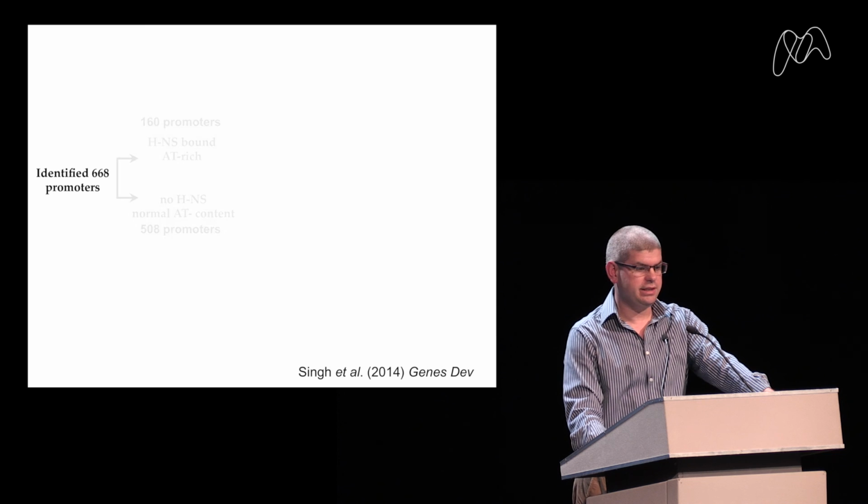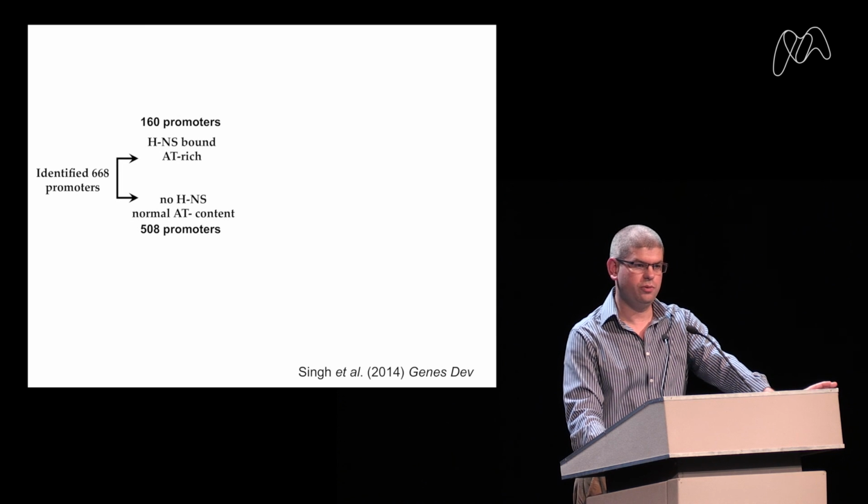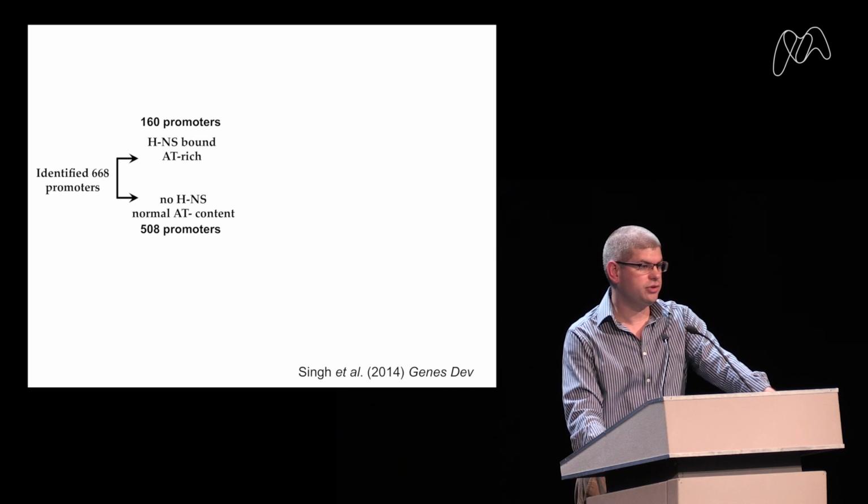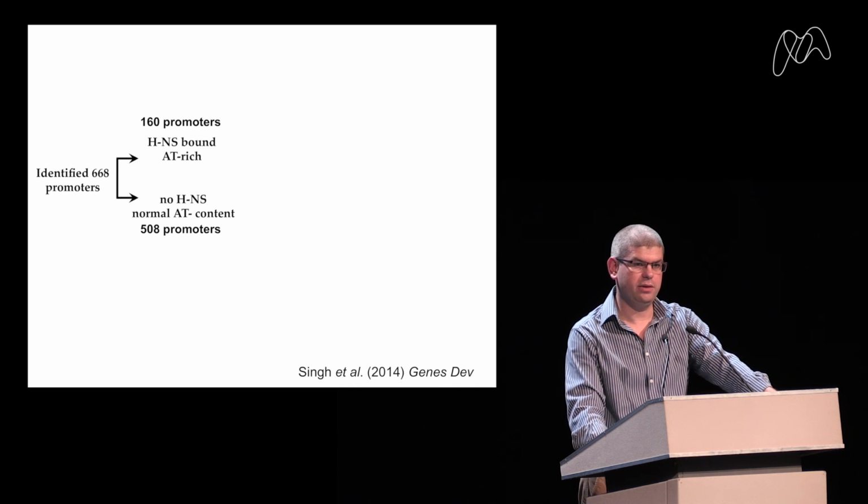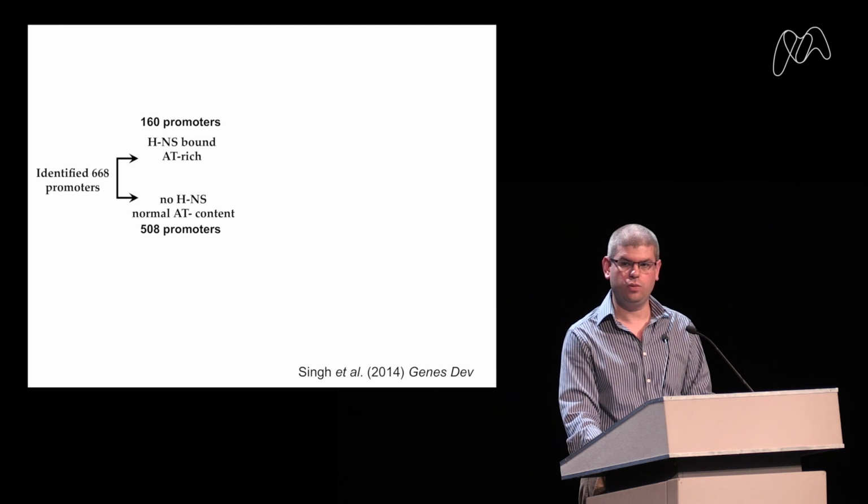We then split this group of 668 promoters into two. So we had 160 promoters in H-NS bound, AT-rich regions that were horizontally acquired, and we had 508 promoters elsewhere in the chromosome in the normal regions of DNA. And again, the way in which the data was split up into these two groups relied on the use of ChIP-seq data, this time ChIP-seq data for the binding of H-NS across the chromosome.